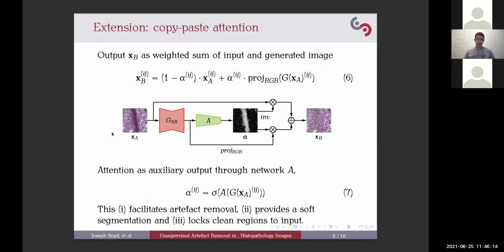More recently, we've been thinking about how to extend this model from an unsupervised setting to a weakly supervised setting. We've done this by proposing the following extension to the CycleGAN, specifically to the AB generator. That is to append an attention network to the penultimate layer of the generator, which produces an attention map, alpha, which is used to reweight the generator output and the input, so as to ideally decompose the artifacted image into the foreground and the background, the artifact and the non-artifacted region.